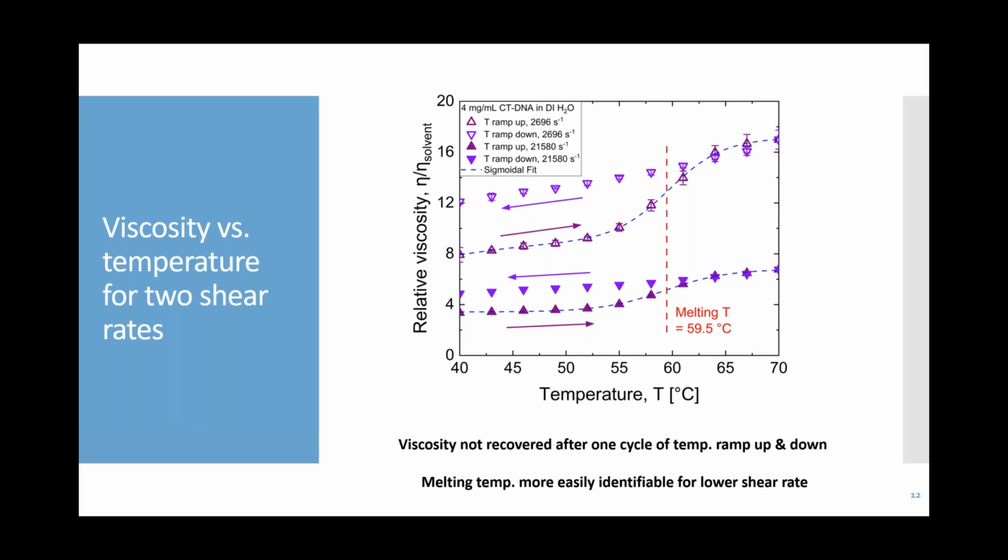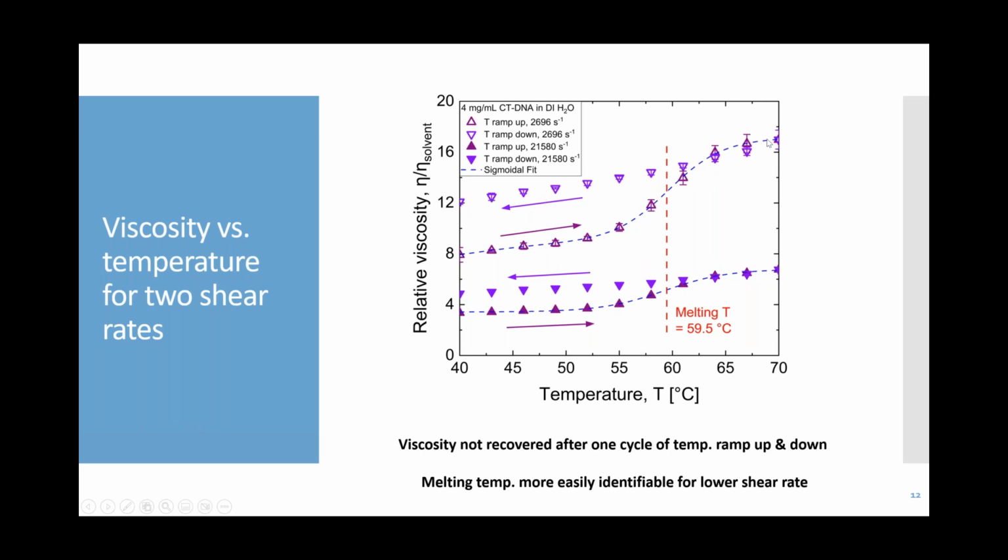Another thing you can see is that it's easier to identify this melting temperature for this lower shear rate data, this data on top. As I mentioned before, the viscosity is not recovered as the temperature decreases back down.